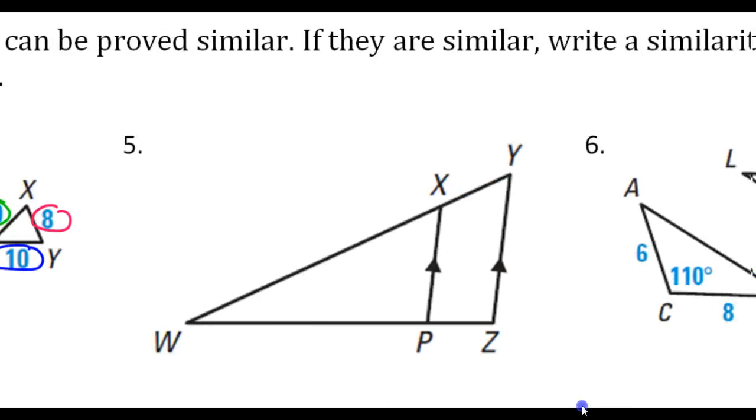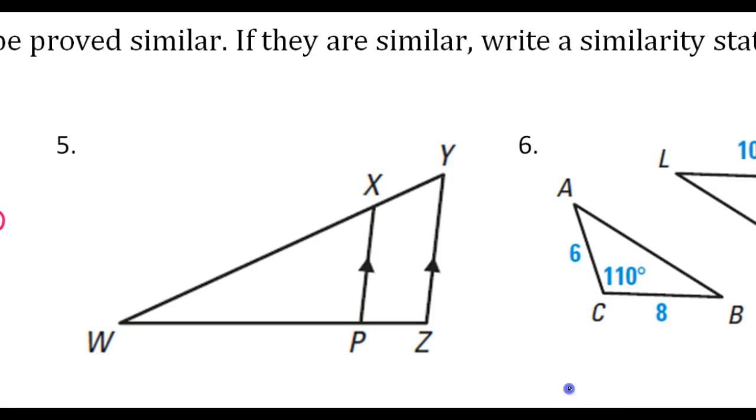Alright, let's take a look at number 5. Now, we don't have the sides this time, so we're going to have to do something else. What's this? These little arrows here. This is interesting. Do you remember what these mean, these little arrows? They don't mean congruent, they mean parallel.